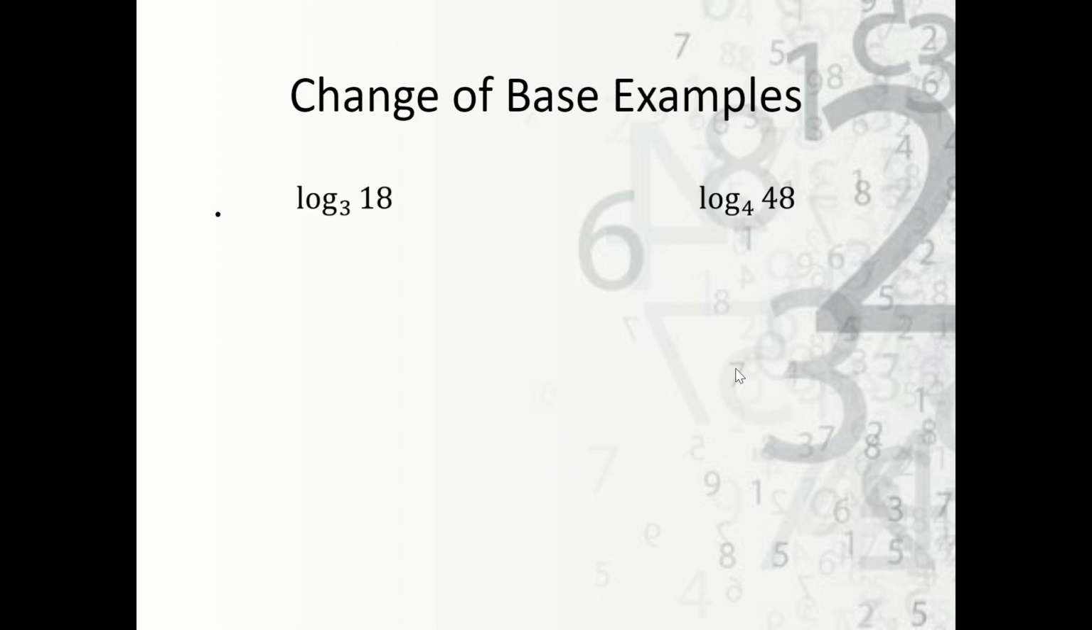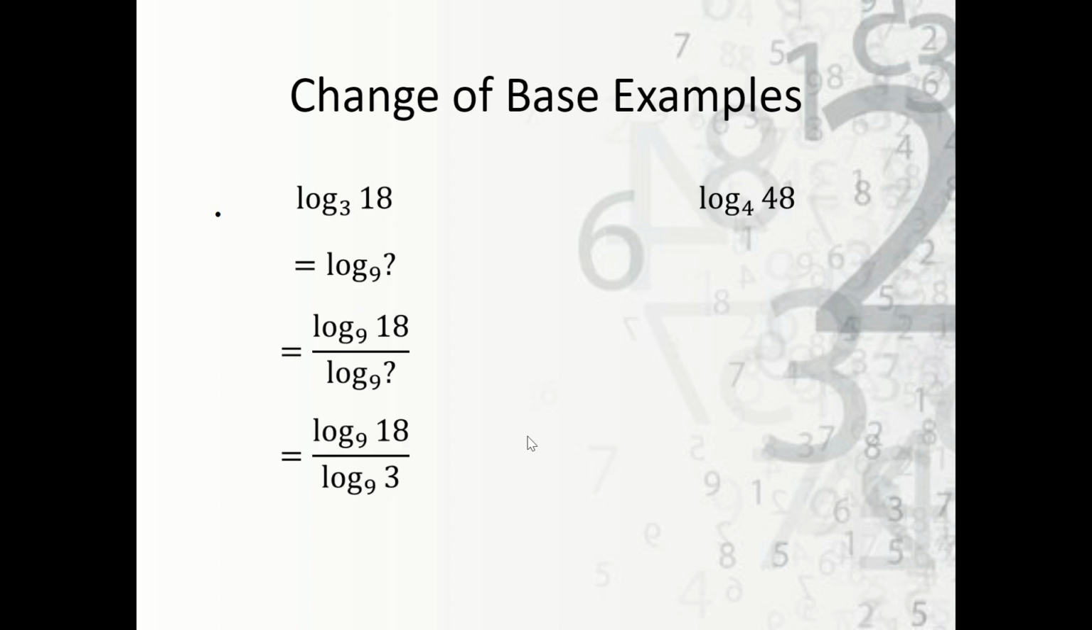Let's look at an example. So we have log base 3 of 18. Let's say we want to change the log base to 9. The way we do it is we would change this to log base 9 of b, which is 18, over log base 9 of a, which is 3. So it should look something like this. And then we can simplify.